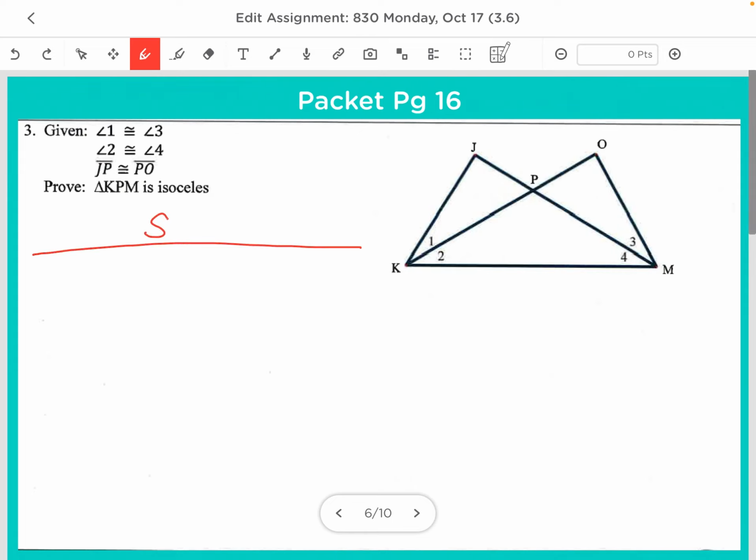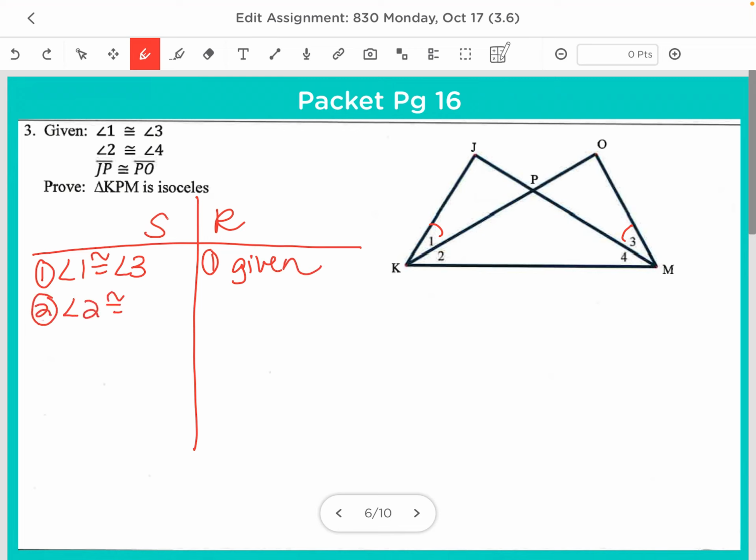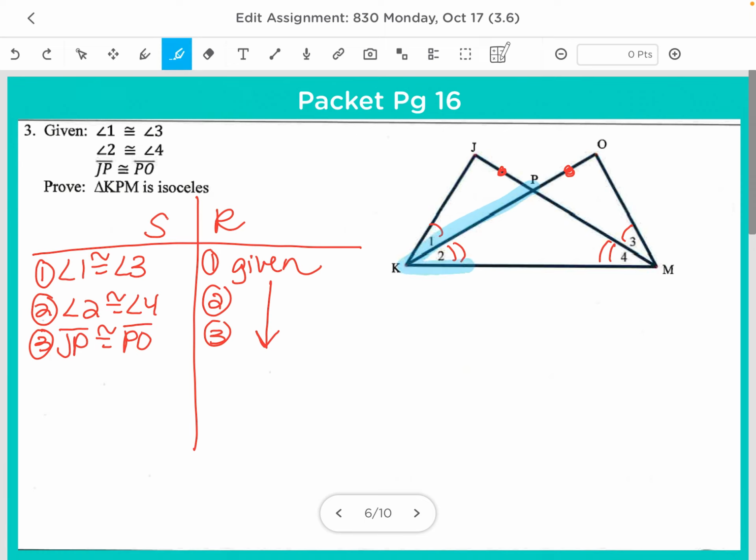This one is a 2-column proof. So we're going to go ahead and state angle 1 is congruent to angle 3. Mark your diagram. I'm going to state angle 2 is congruent to angle 4, also given. I'm going to show that JP is congruent to PO, additional given. And I'm trying to prove triangle KPM is isosceles.